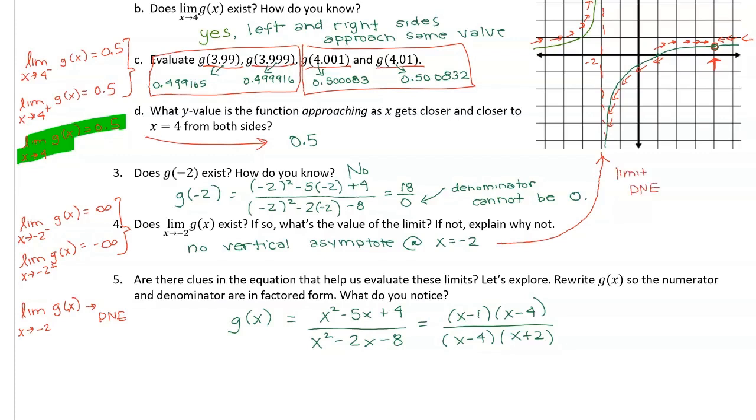And that is because the left and the right are not in agreement. All right, now question 5 says, are there any clues in the equation that help us evaluate these limits? We have our function g of x, and I just wrote it down here so we could see it. And then I factored it.